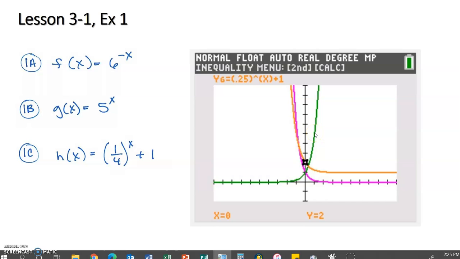What happens if I plug in -1? Well, that would be 5 to the -1, or 1 over 5 to the +1. So -1, and that's going to be approximately 1/5, just there above the x-axis. And this one is something we expect. 6 to the -x, it's going to flip or mirror across the y-axis, and that is the magenta line right there.